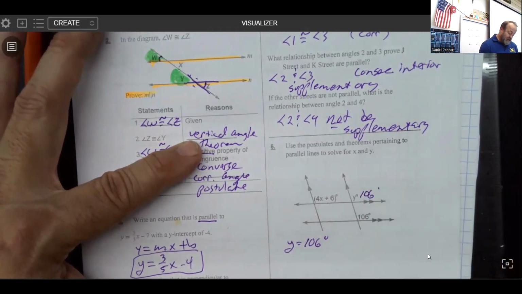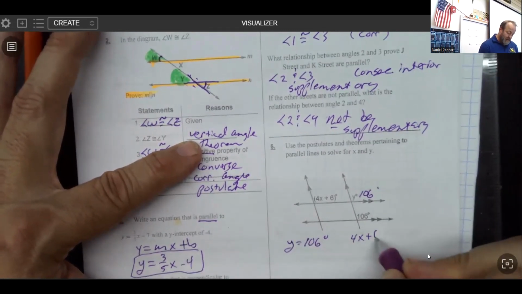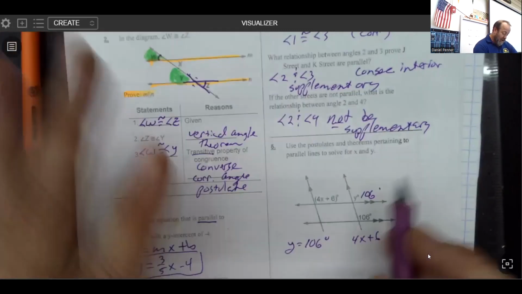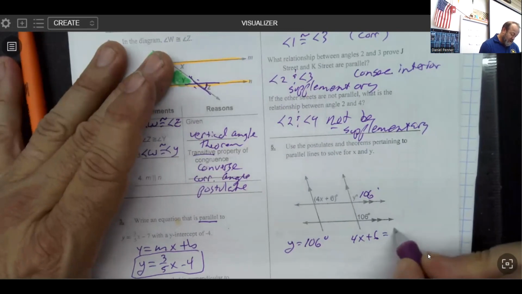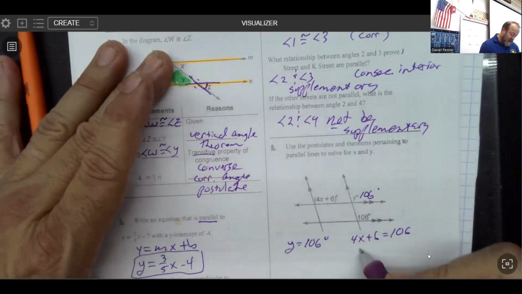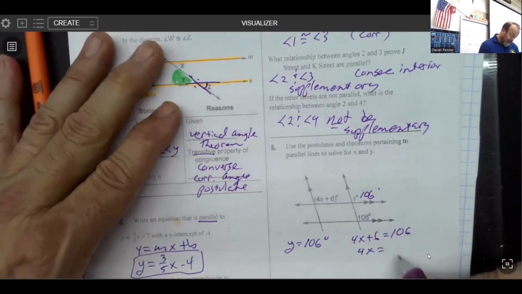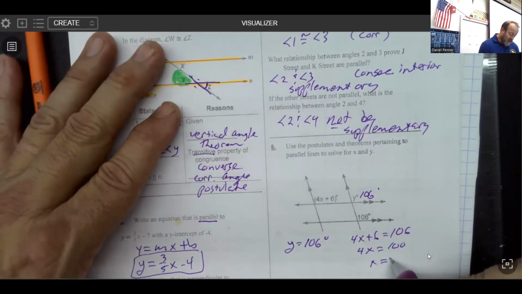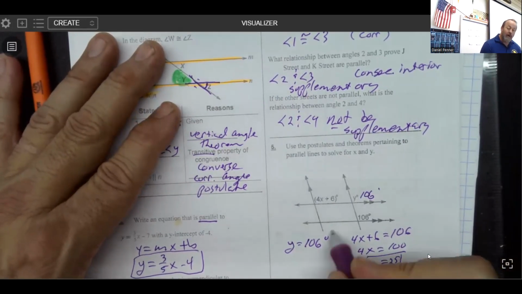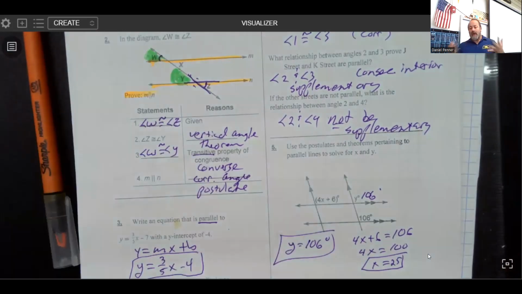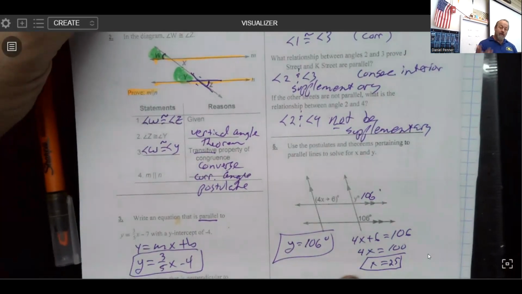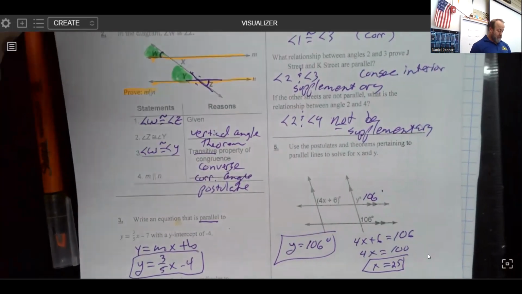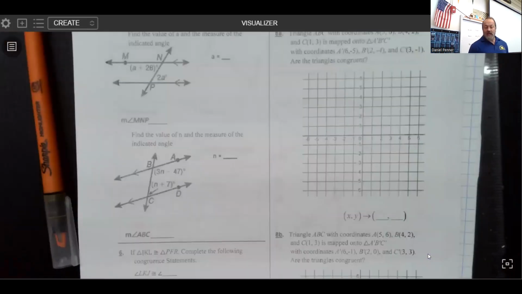But by that same logic, the 4x plus 6 is also corresponding because they're both looking this direction in the upper right-hand corner. So 4x plus 6 has to be 106. We're going to subtract 6 from both sides, and I got x is 25. So as long as x is 25 and y is 106, that's going to force those lines to, in fact, be parallel. Or that would say if they are parallel, then those would be the values of those things. And that really is just kind of how it works.